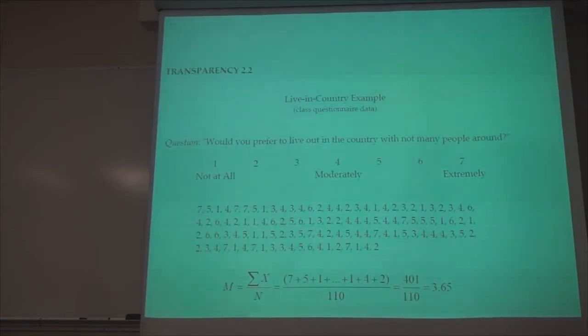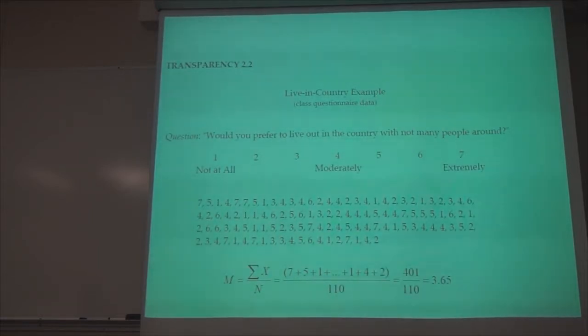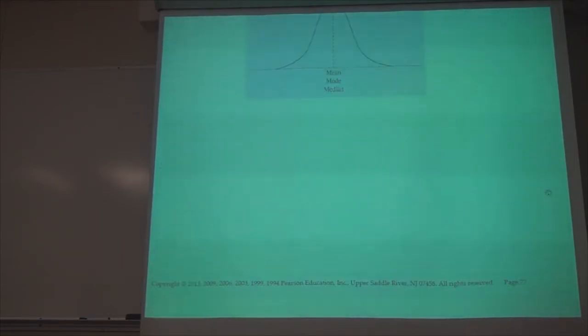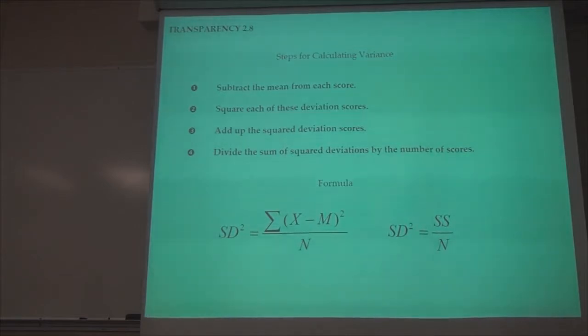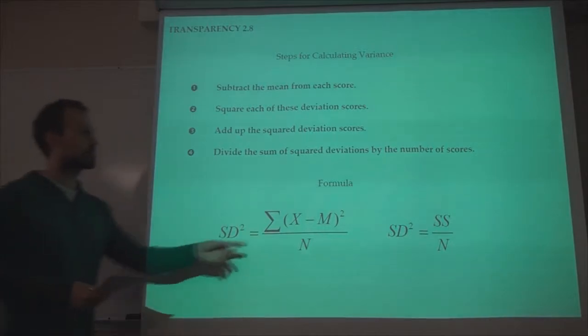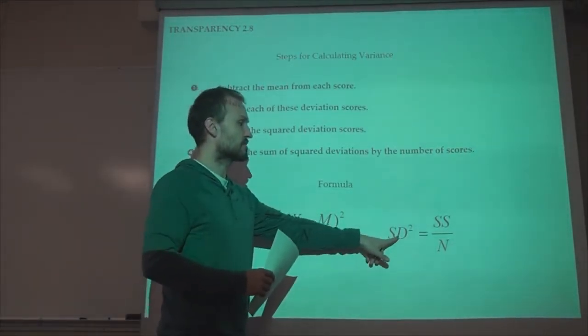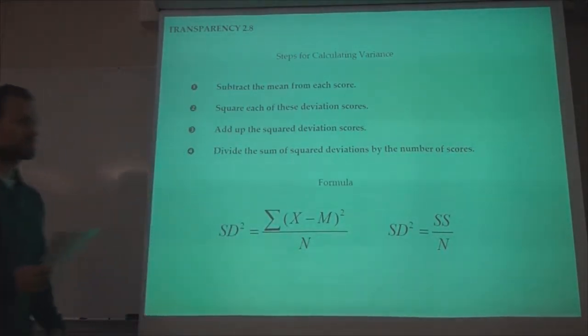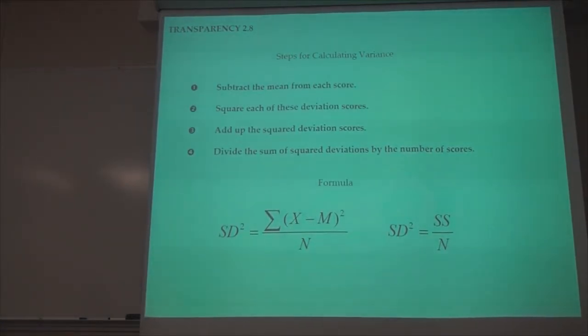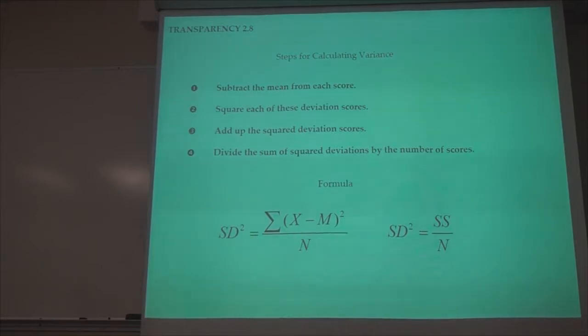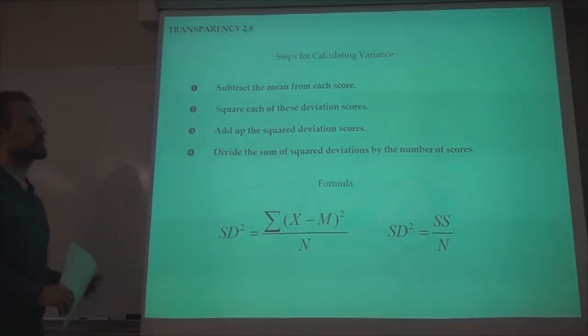What slide is this? 2.2. So let's review how to calculate that by looking at 2.8. Calculate the variance. Once I have the variance, the standard deviation is just the square root. That's why the symbol is standard deviation squared. The standard deviation is one I can more easily talk about, but it comes from the variance. I have to take the square root of the variance to actually calculate it.